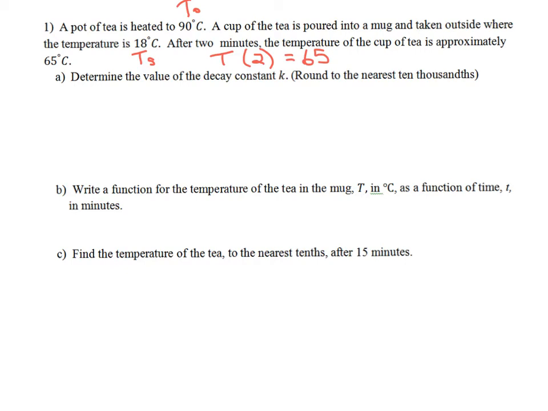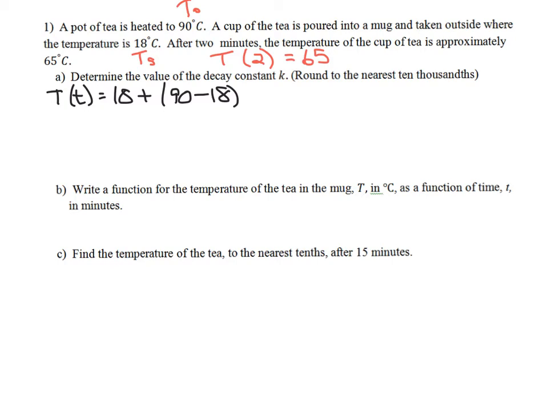So the first thing I'm going to do is set up my formula using the formula from the box above. So I'm going to say T parentheses t. Don't get confused with the two T's there. Little t stands for time, capital T stands for temperature, is equal to the surrounding temperature. So I'm going to start with my 18, and I'm going to add on the original temperature minus the surrounding temperature.